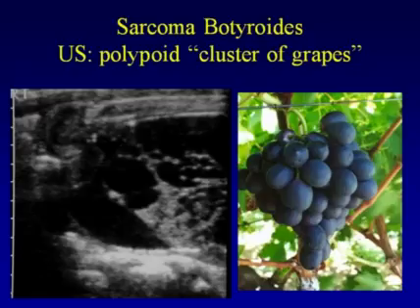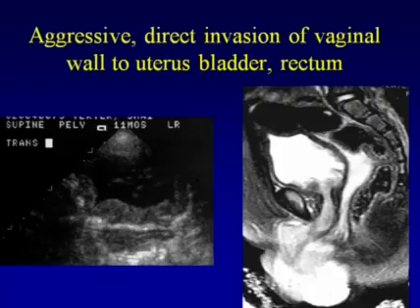By ultrasound, Sarcoma Botryoides classically are called the cluster of grapes, where you see multiple cysts with some solid components. As mentioned, they can grow into the bladder and cause unusual bladder thickening, as well as grow into the labia and urethra.